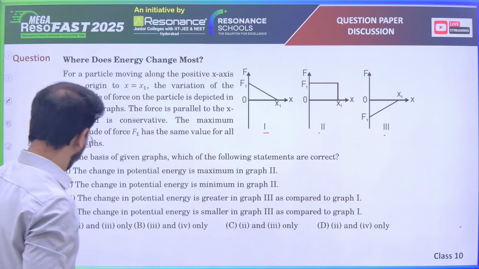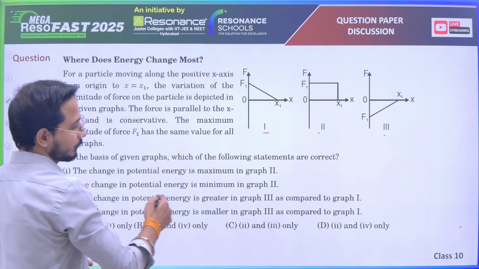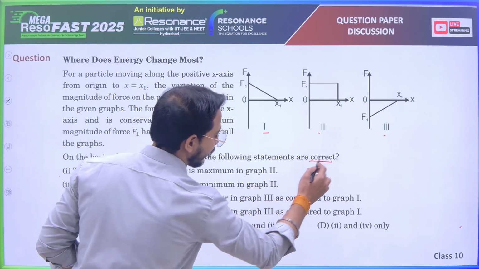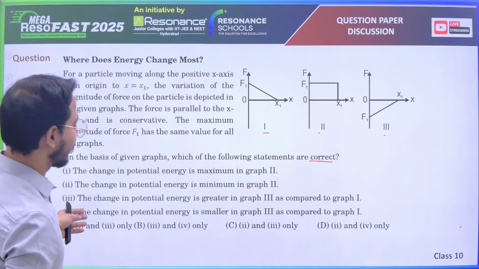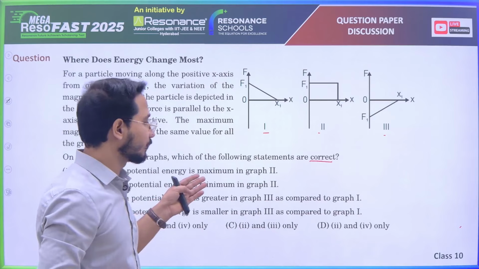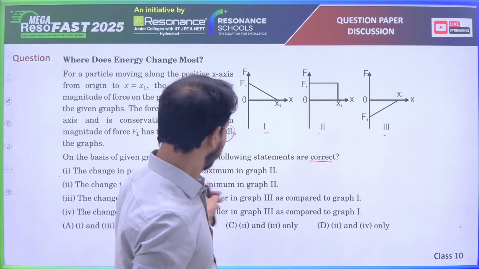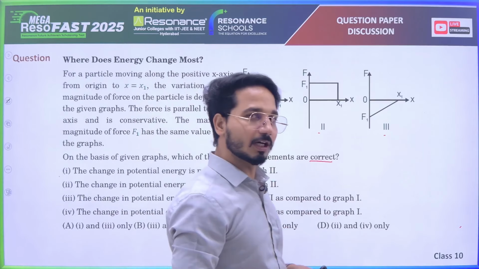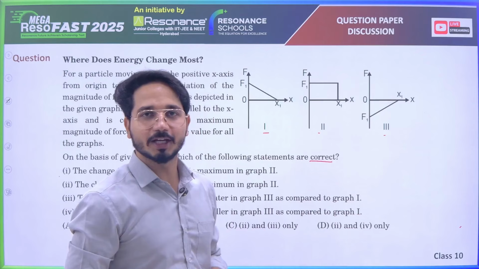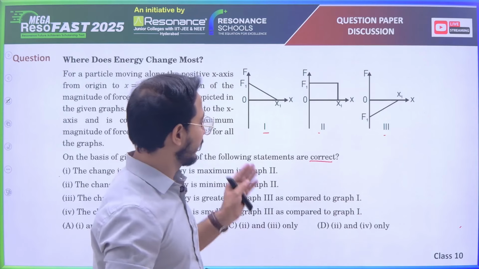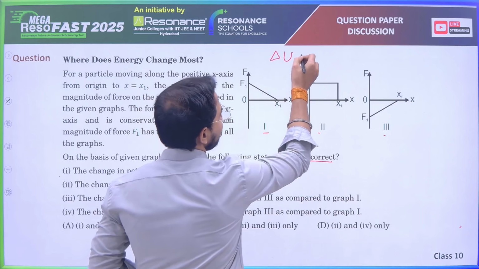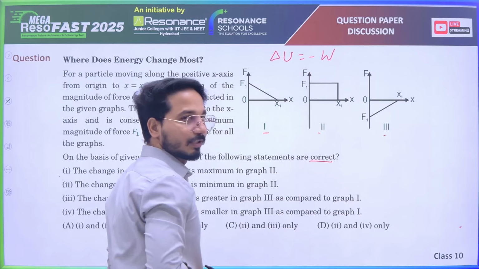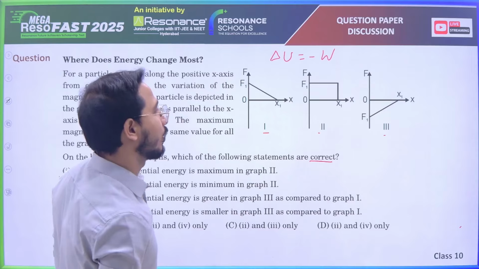So there are 4 statements given over here. Among these statements, we have to check which are correct. The first statement says that the change in potential energy is maximum in graph 2. For that purpose, we have to calculate potential energy in each of the graphs. We know that change in potential energy is negative of work done.